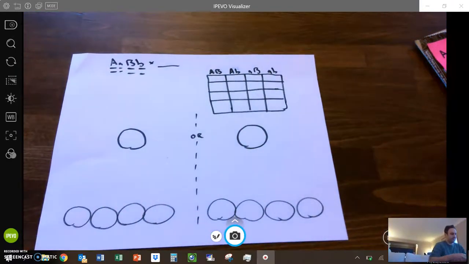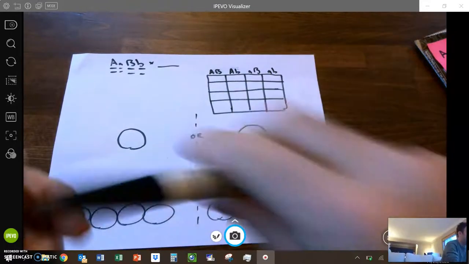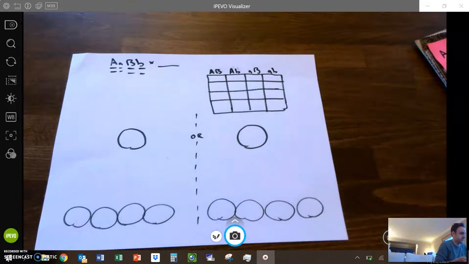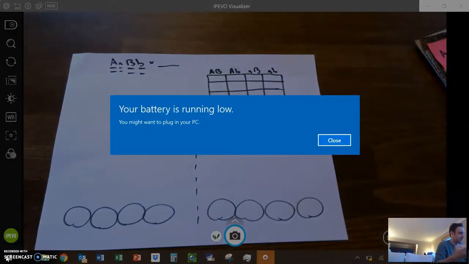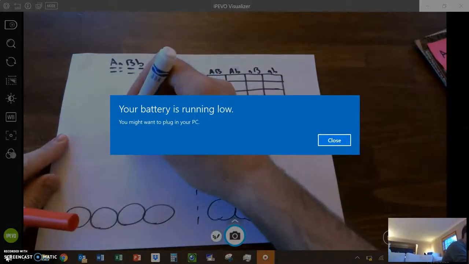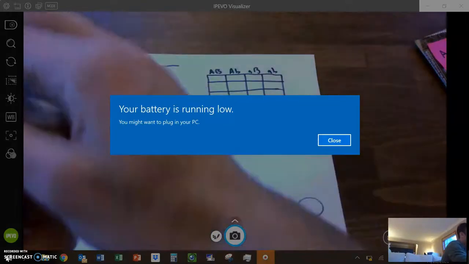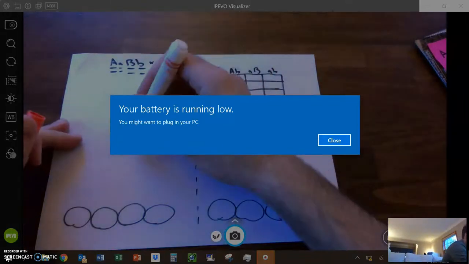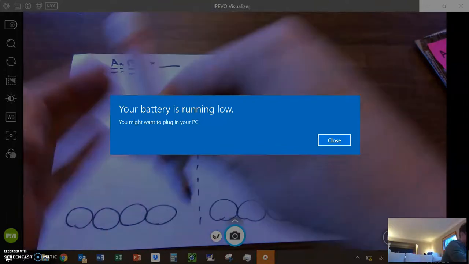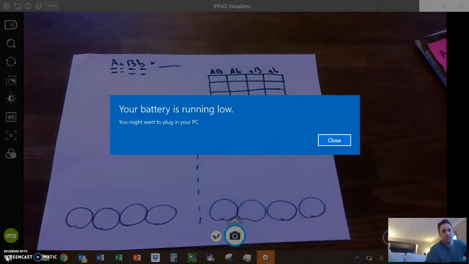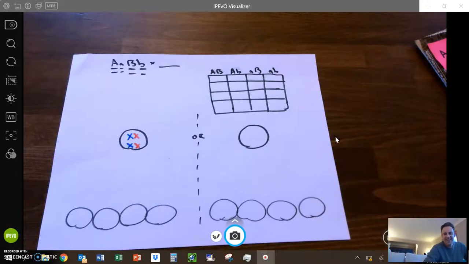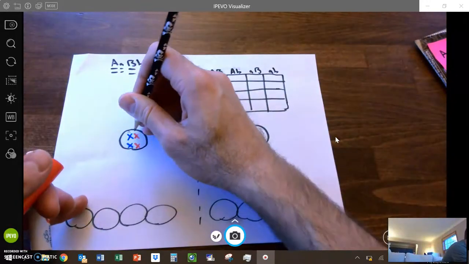So let's just kind of draw. I'm trying to get my marker uncapped here. So I'm going to make 2 blues like that, and 2 reds like that. And then I'm going to use my pencil. Uh-oh, I'm running out of battery. And I'm going to use my pencil. I'm going to call this big A.